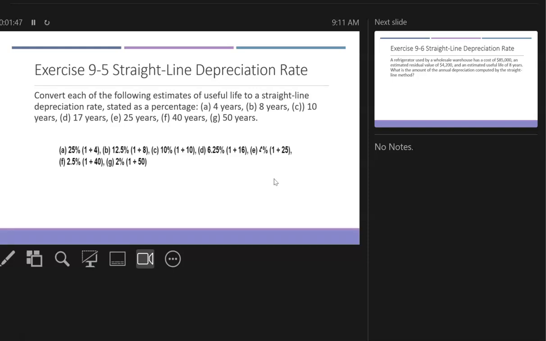100 divided by 25, that should be easy. What is it? 4. 100 divided by 50? 2. Are you guys getting this? This is like math. I didn't mean to make that sound rude. But do you understand? You just do 100 divided by the number of years. Got it?